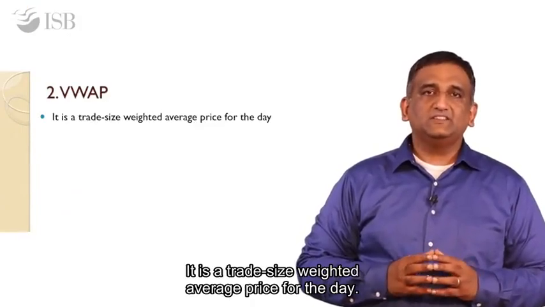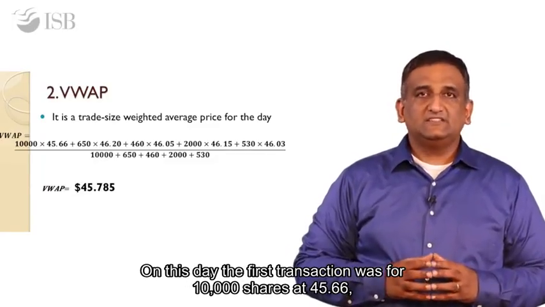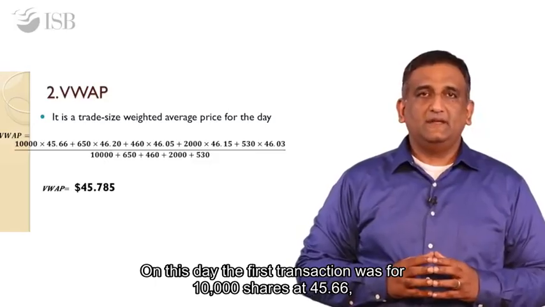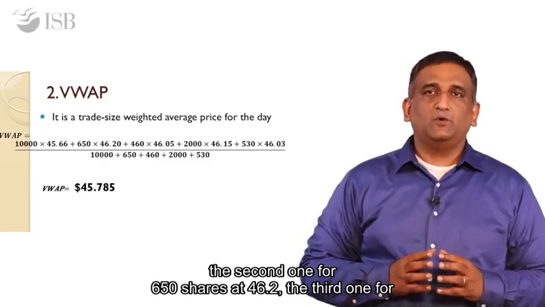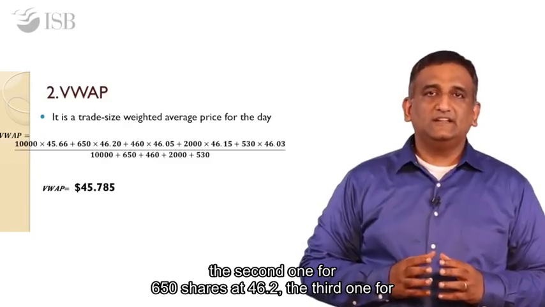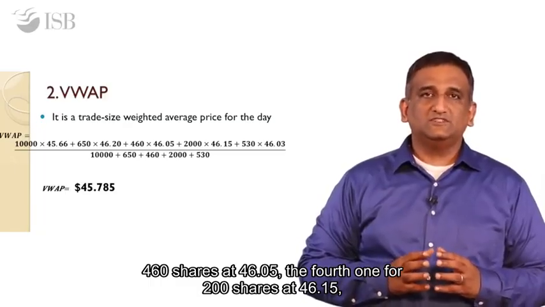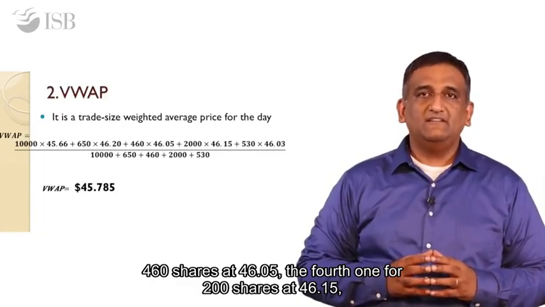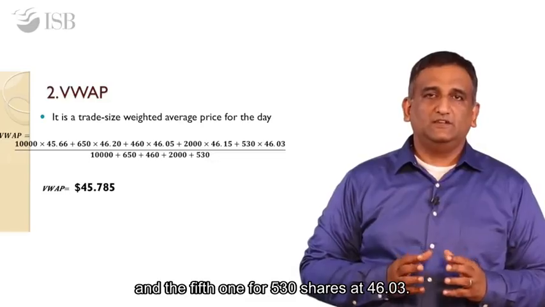The second benchmark is the VWAP. It is a trade size weighted average price for the day. On this day, the first transaction was for 10,000 shares at 45.66, the second one for 650 shares at 46.2, the third one for 460 shares at 46.05, the fourth one for 2,000 shares at 46.15, and the fifth one for 530 shares at 46.03.